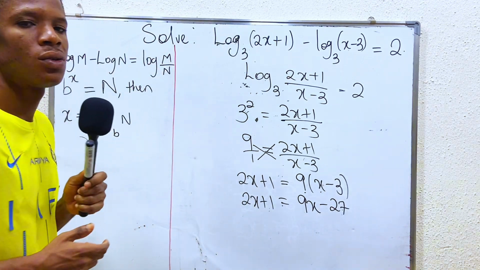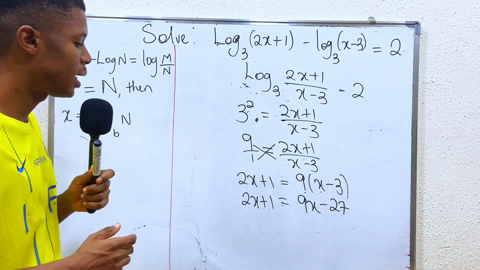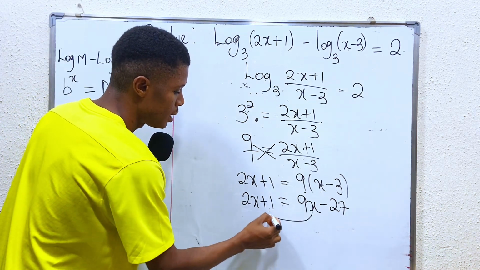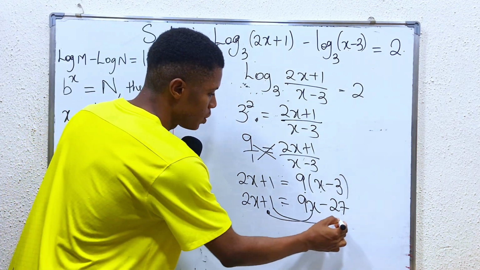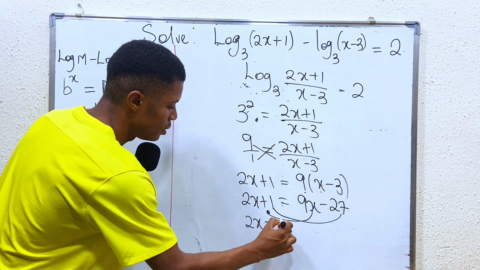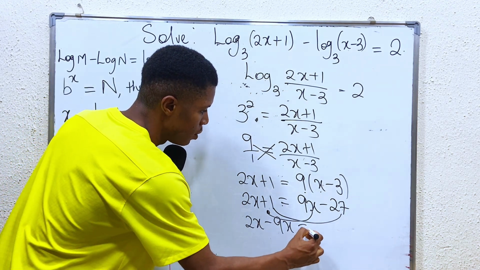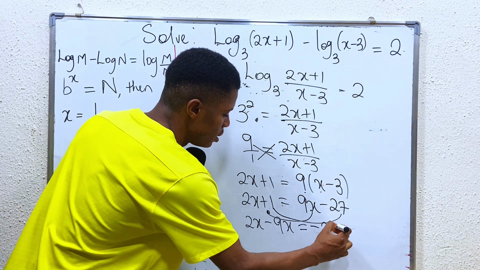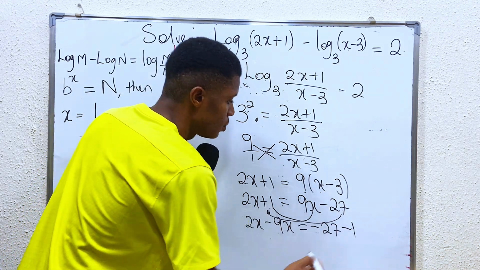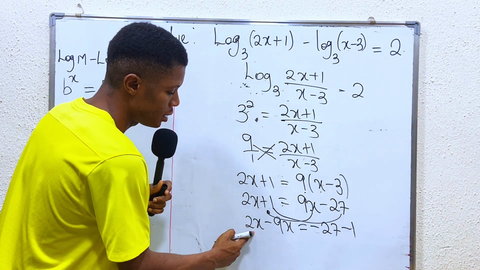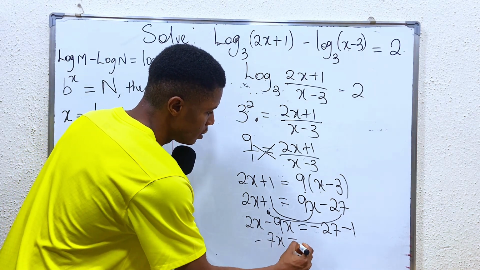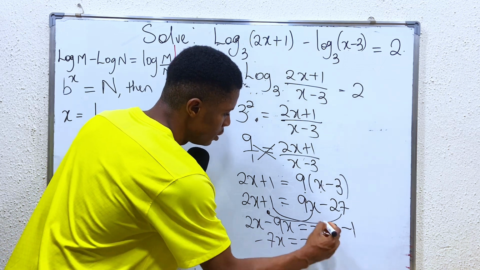So all we have to do again is to collect like terms. To collect like terms, we now subtract 9x from both sides and subtract 1 from both sides. So what do we have? 2x minus 9x is equal to minus 27, and this 1 is crossing the equality sign, minus 1. What do you see? 2x minus 9x is minus 7x, and that's equal to minus 28.